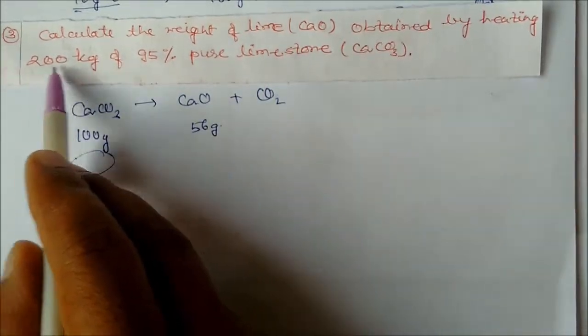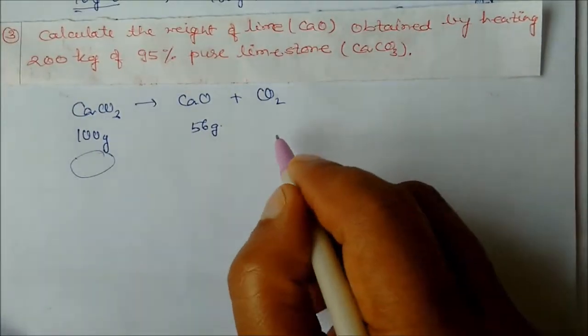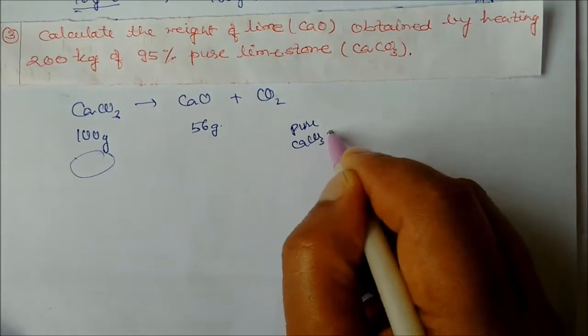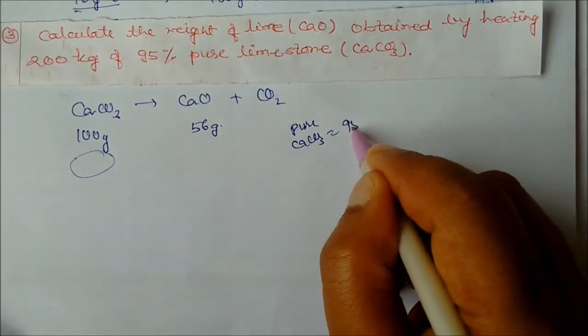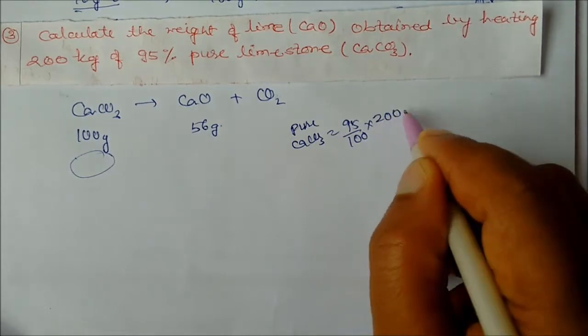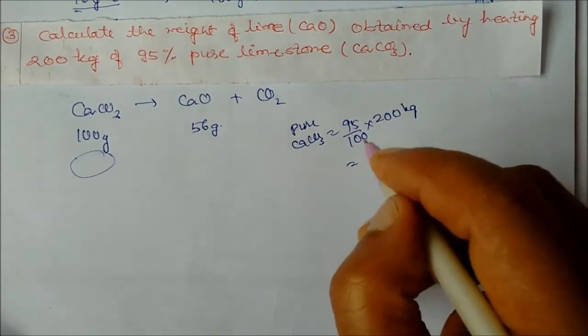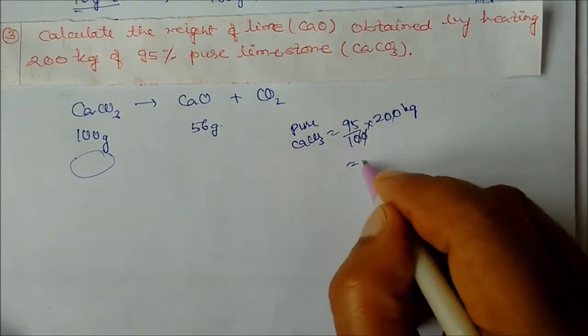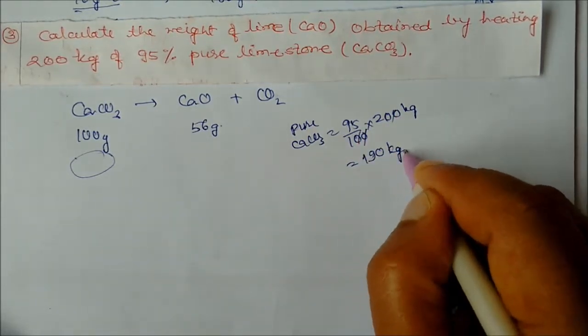But this 200 is an impure sample, so we have to make a pure sample. Pure calcium carbonate is nothing but how much? 90 by 100 into 200 kilogram. So 200 kilograms, we will get here 180 kilogram.